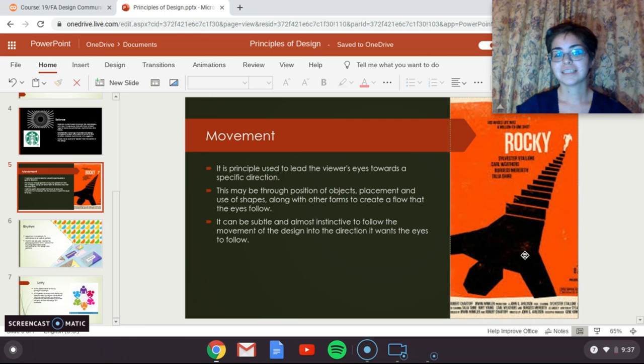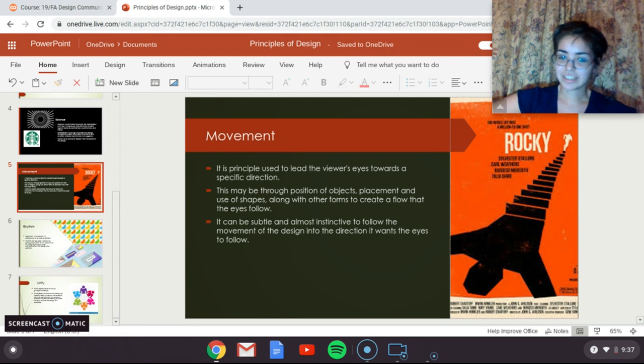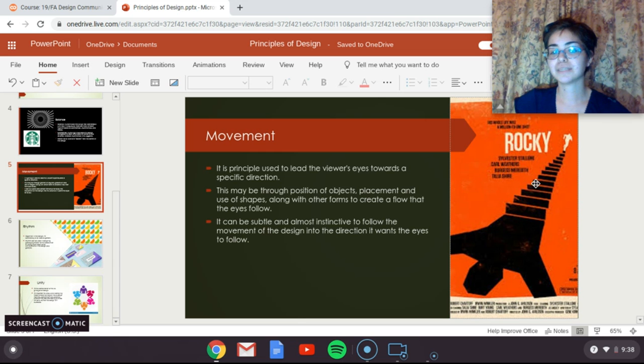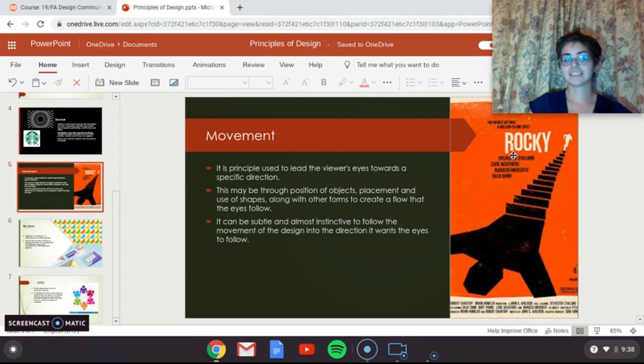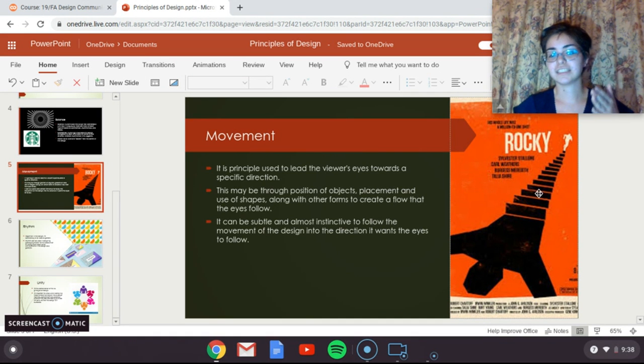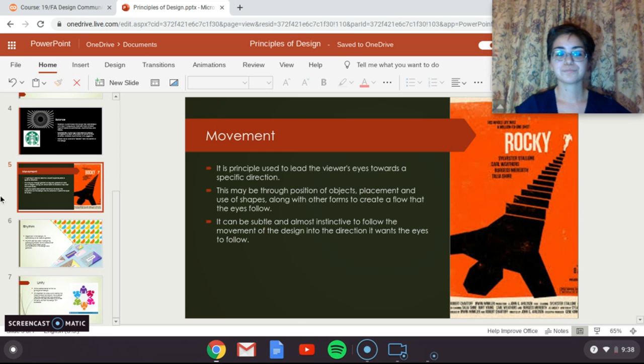An example would be this Rocky poster that is what appears to be a man laying on the floor, but the way it's drawn and the shapes that are used create steps going up the body or down the body, and seeing a man that's running away. And it leads the eyes into the direction to see that he is running away.